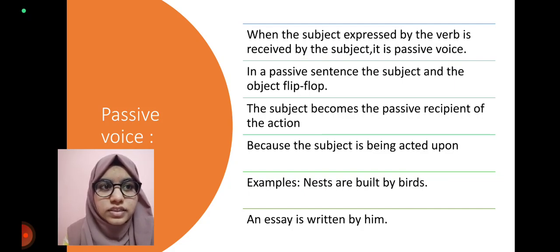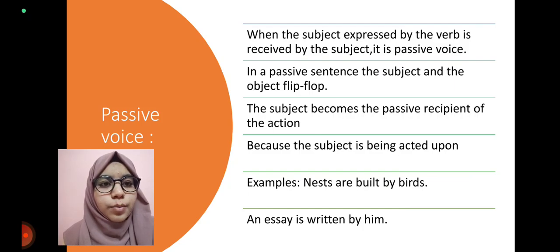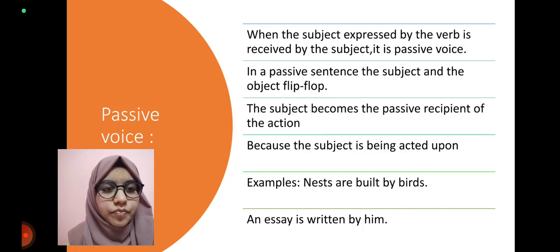In a passive sentence, the subject and the object flip-flop, like an interchange. Subject and object get interchanged. The subject becomes the passive recipient of the action because the subject is being acted upon. We can see with examples like: nests are built by birds. An essay is written by him.